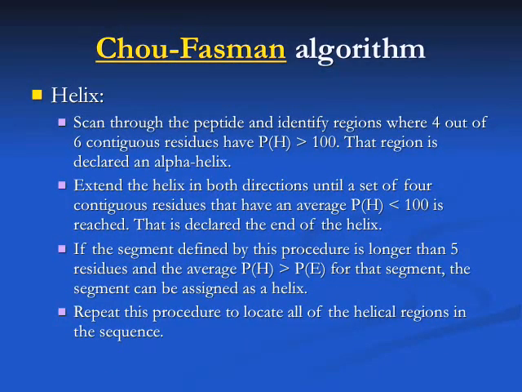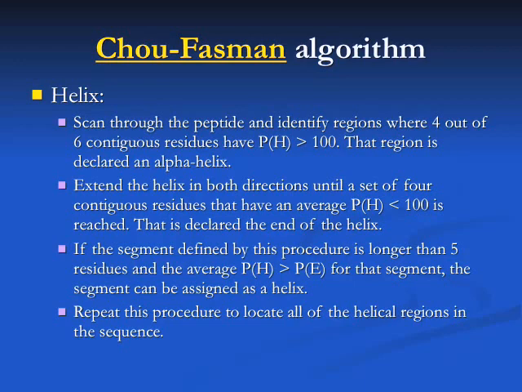Okay, so the way the Chou-Fasman algorithm goes, I'll leave this up here for a minute so you can sort of glance through it. We scan through the peptides, identify regions where 4 out of 6 contiguous, or in a row, residues have a propensity greater than 100, and that's called an alpha helix.